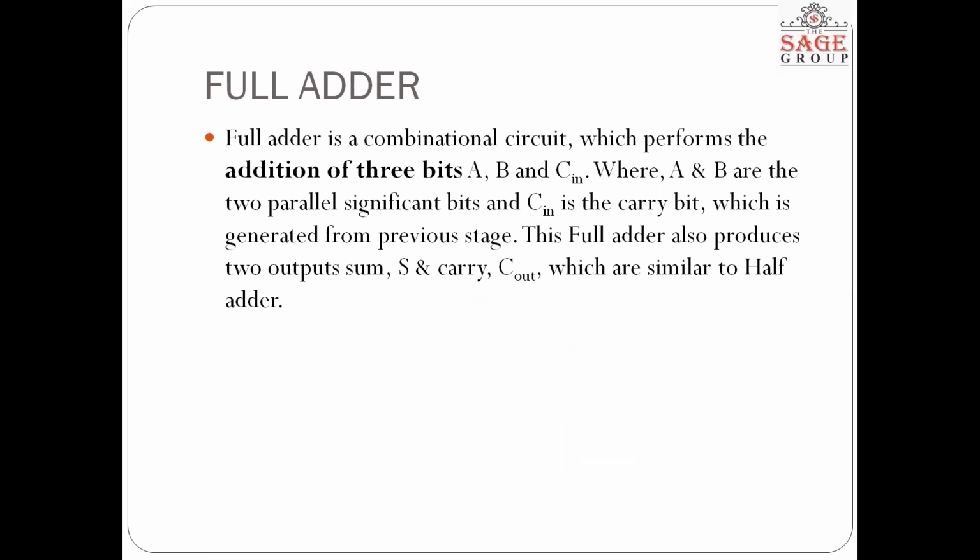Then we come to the full adder. What is a full adder? A full adder is also a combinational circuit which performs addition of three bits A, B, and C in, where A and B are the two significant bits, and C in is the carry bit which is generated from the previous stage. This full adder produces two outputs, sum and carry out, which are similar to the half adder, right?